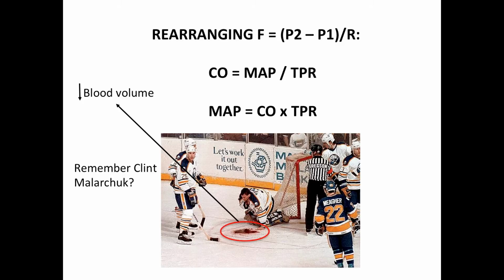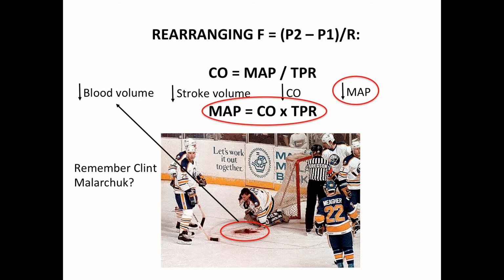Okay, let's watch how this works now. If I reduce blood volume, I'm going to end up then reducing stroke volume, right? I've got less blood in my heart every time it beats. Now we just said that cardiac output is the product of heart rate and stroke volume. So then, if I reduce stroke volume, I'm going to reduce cardiac output. And now cardiac output is directly related to mean arterial pressure. So if I reduce cardiac output, that means I am consequently going to drop mean arterial pressure.